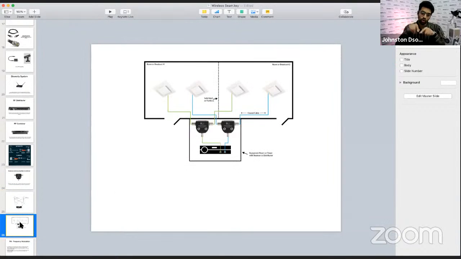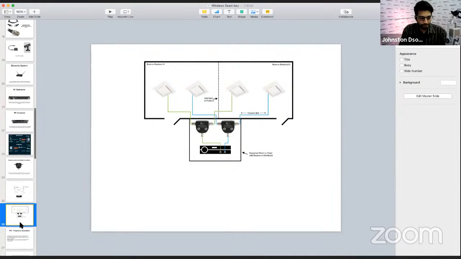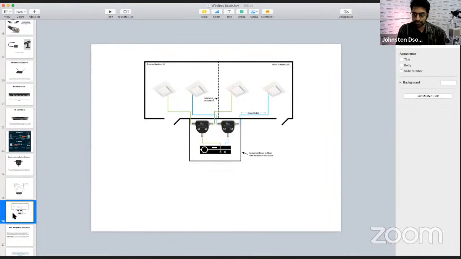You can also take one single transmitter and split it into 2 antennas. You can do that also. In this case, they have basically taken multiple antennas and combined them into giving it to one receiver. Is this much clear?